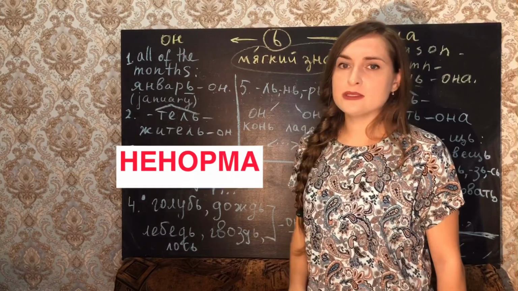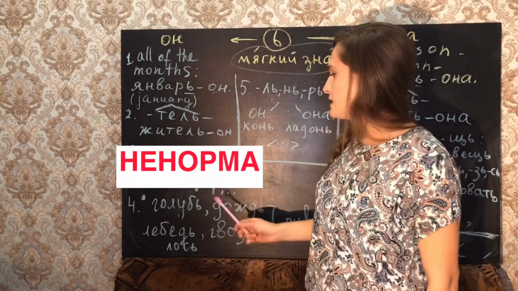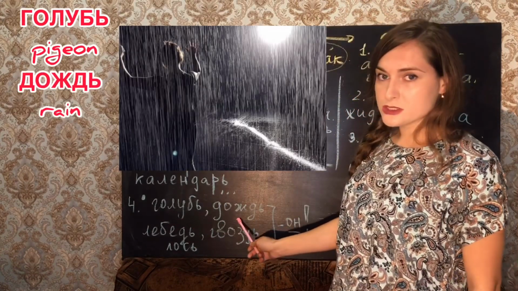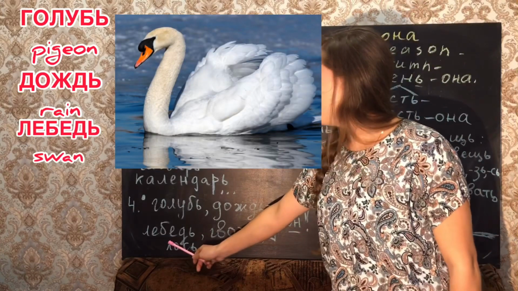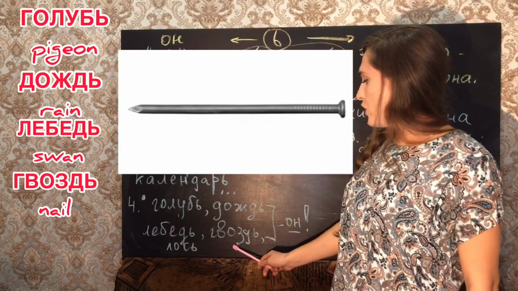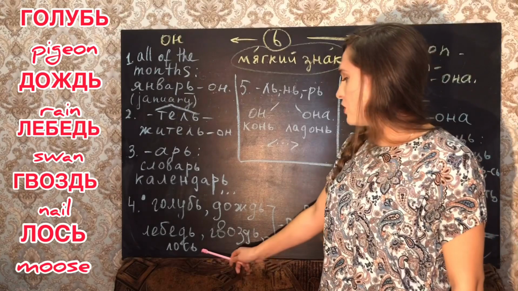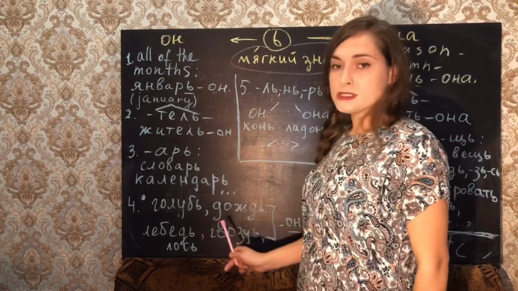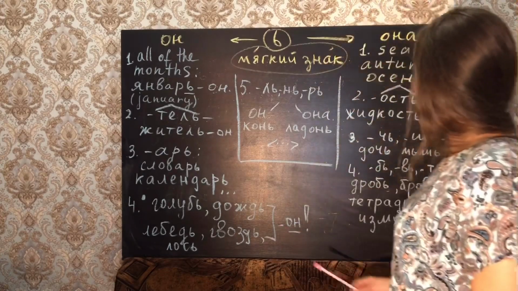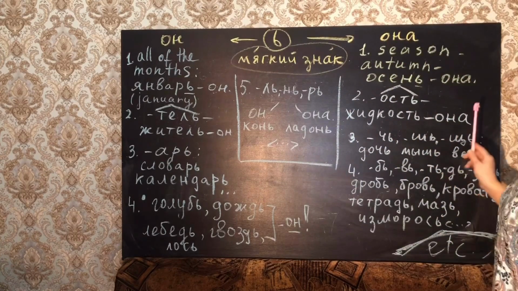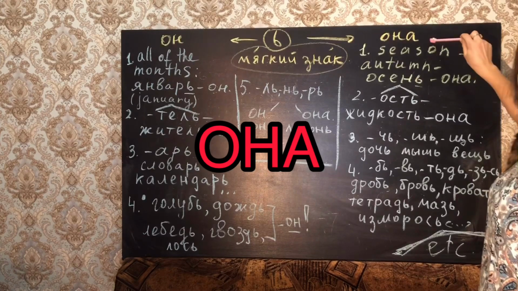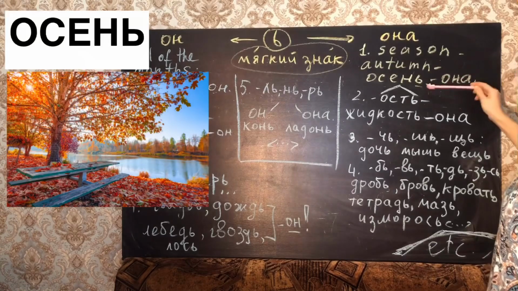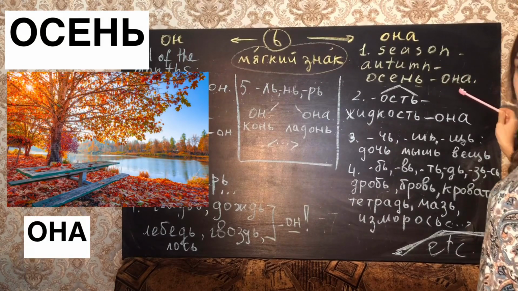The fourth, the exceptions, not normal, not standard. We'll call it не норма, не стандарт. Голубь, the pigeon, дождь, rain, лебедь, swan, гвоздь, nail, лось, moose. All of these words are always он. And what about the feminine, она? So, one season, autumn, осень, this is она.